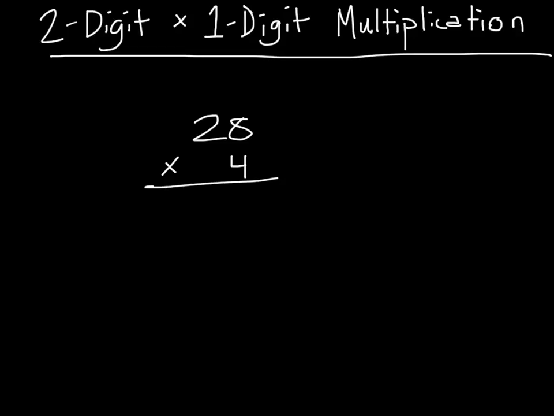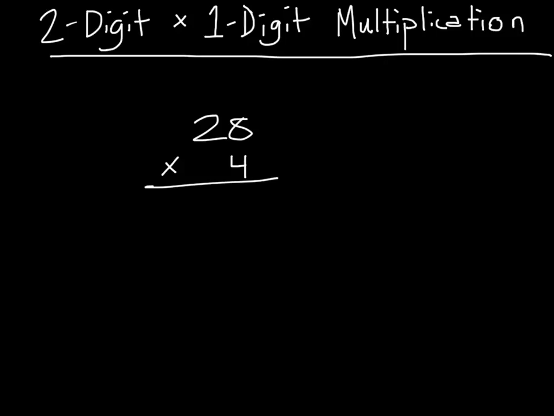Alright, first thing that we need to do is to multiply each of these digits in the top number, the 8 and then the 2, times the number on the bottom. Keeping in mind that this is 8 ones right here, and this is actually not 2, it's 20 because it's in the tens place. Alright, so let's go ahead and begin by multiplying the 8 in the ones place in the top number times the 4 in the bottom number.